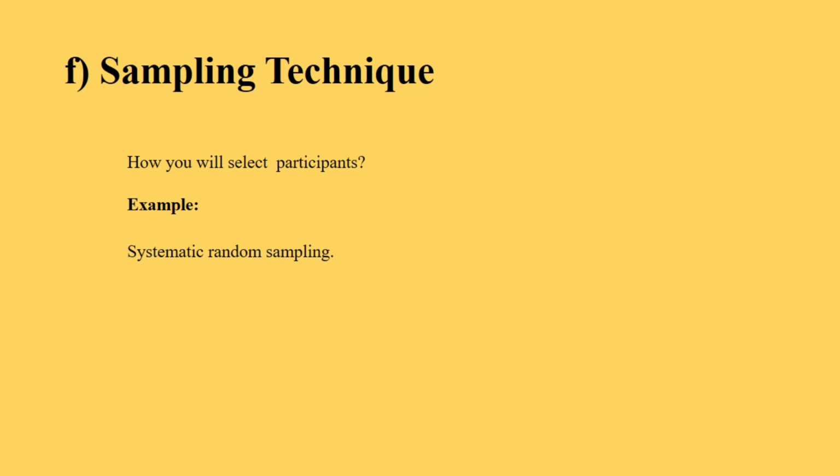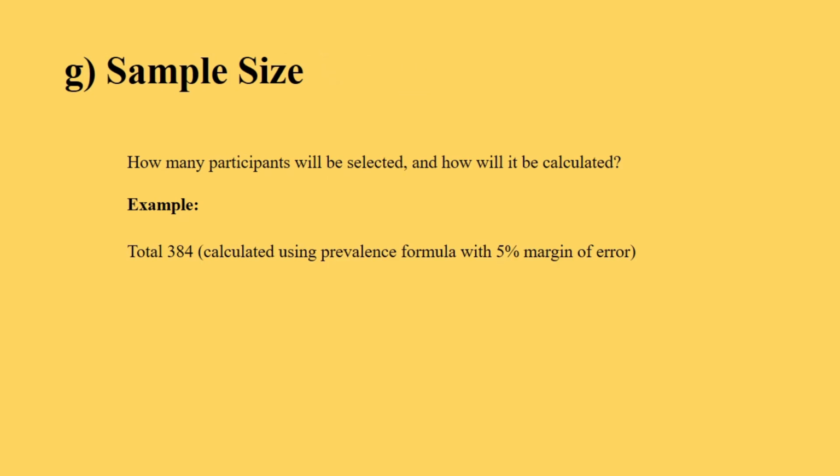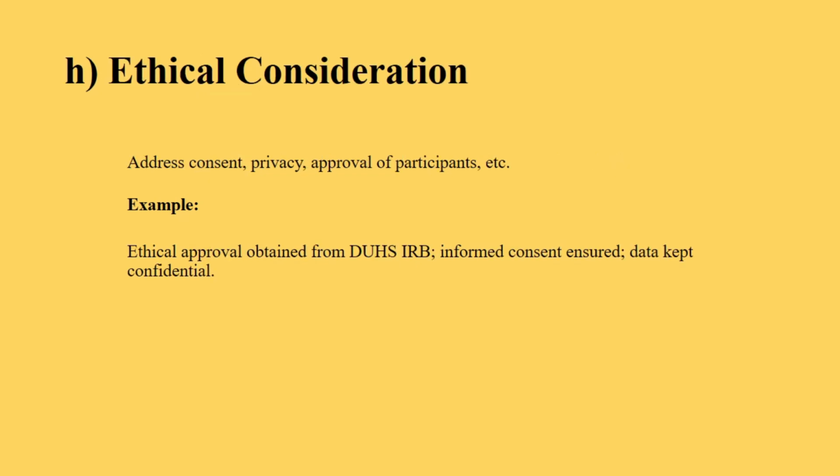Sampling techniques: how you will select the study participants. For example, systematic random sampling. Sample size: how many participants will be selected and how will it be calculated? For example, a total of 384 participants selected, calculated using the prevalence formula with 5% margin of error. Ethical consideration: address consent, privacy, and approval. For example, ethical approval obtained from the DUHS IRB, informed consent taken, and data kept confidential.